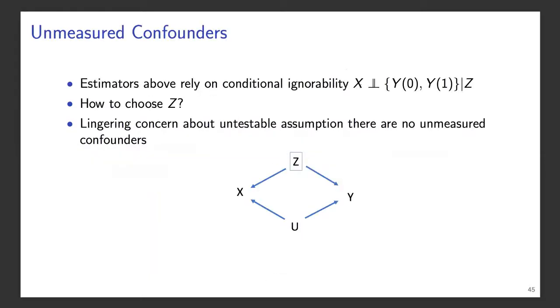And as I mentioned before, the real workhorse here is this conditional ignorability assumption. One question you might ask is, how do you choose the covariate Z? That's sort of a whole different discussion. Of course, whenever we do this, we always worry that there's some unmeasured confounder that we haven't included.